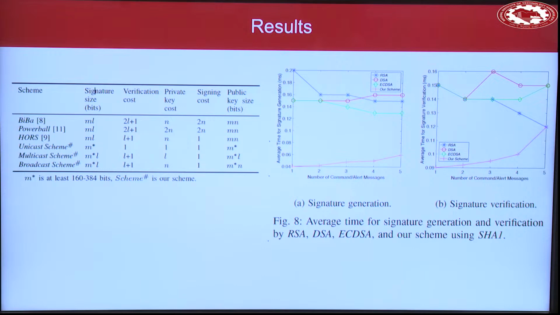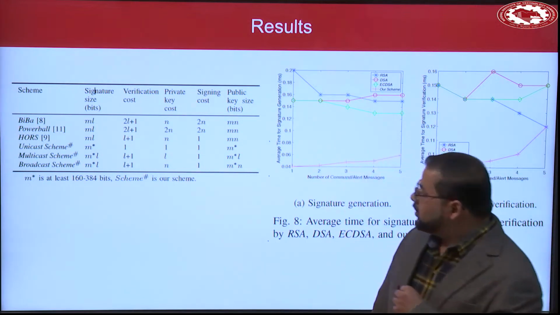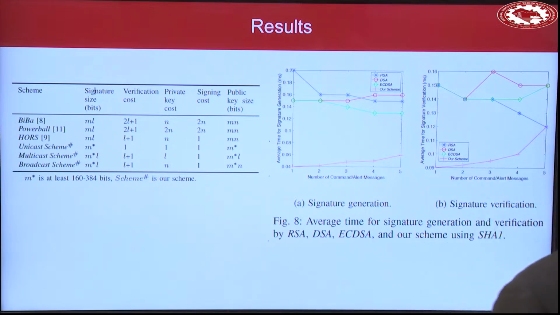We also try to understand sometimes what the size of the key will be. Do we need storage to store those keys? And then we always try to compare with what people have done in the past, and what capability we have for the system. So for example, we are saying verification cost is 2L plus 1, where L is how you divide your string. So we are dividing the string into L substrings in a way.